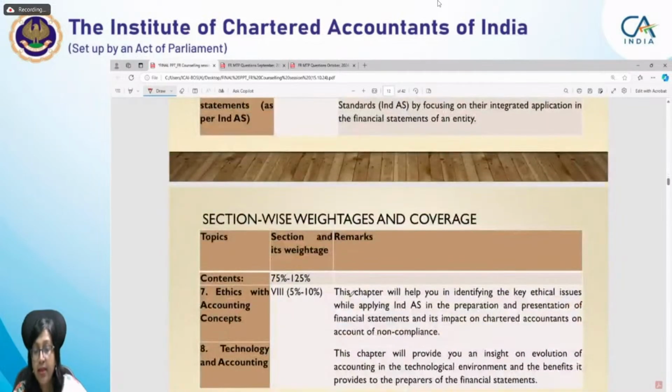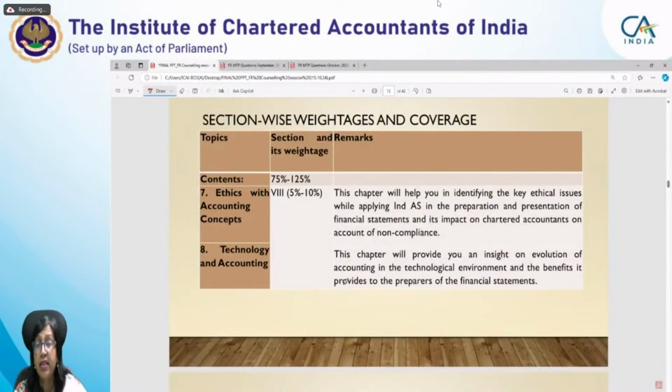Then the last section, which is the smallest, section 8, covers ethics and technology, which is correlated with accounting. Weightage is 5 to 10%. So a question of 5 marks may appear on this topic.